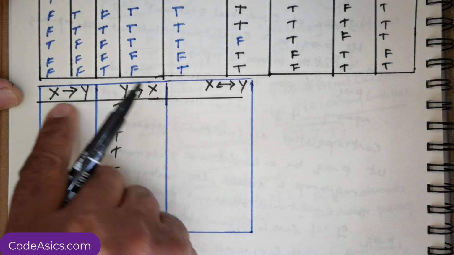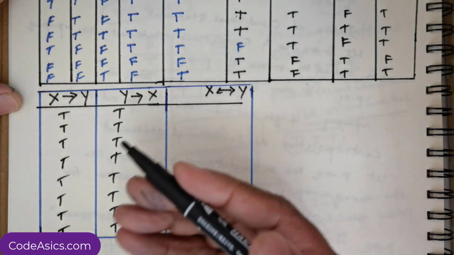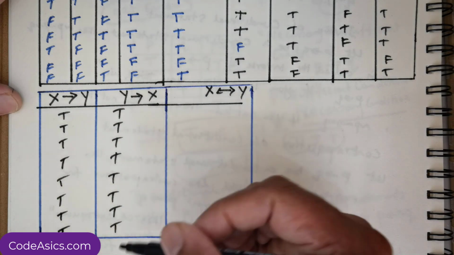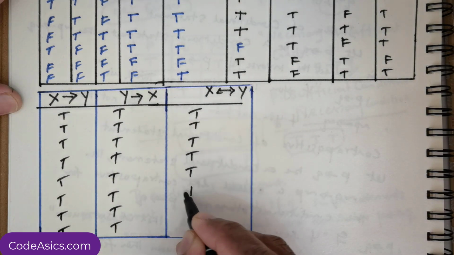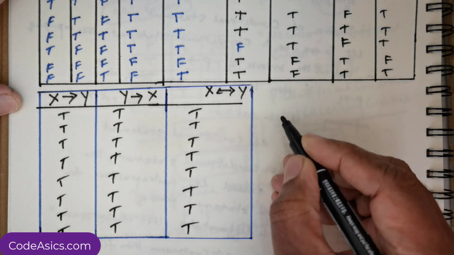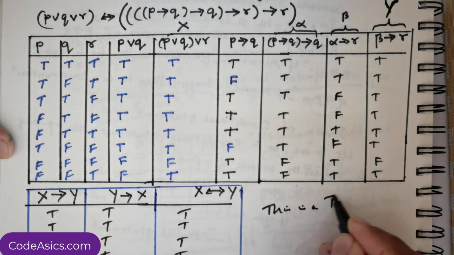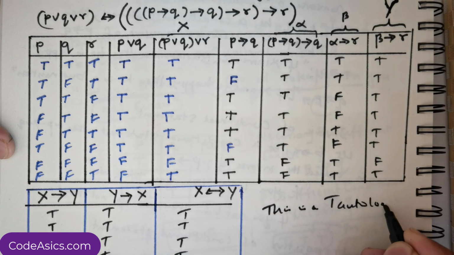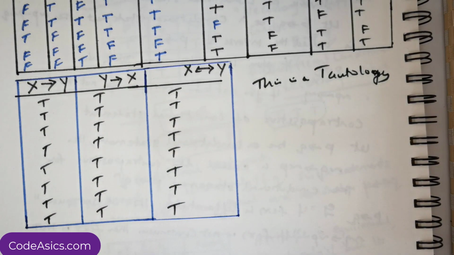Now biconditional. So that means you are performing a conjunction between this and this. So obviously you can see you have only T's here. So the outcome is going to be T, T, T, T, T, T, T, T. So this is a tautology. And that is a beautiful question.